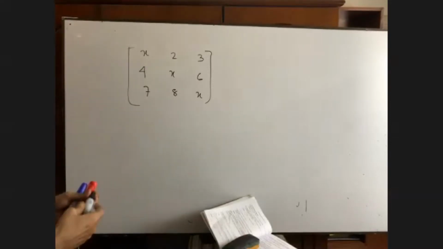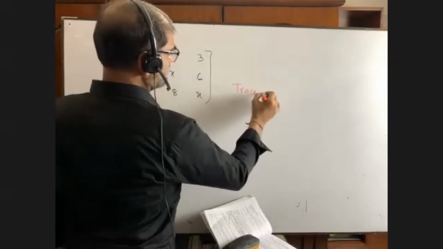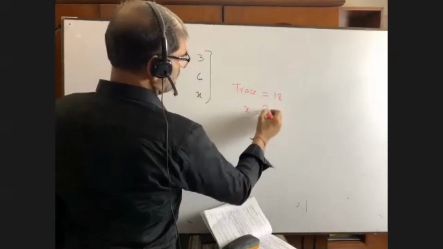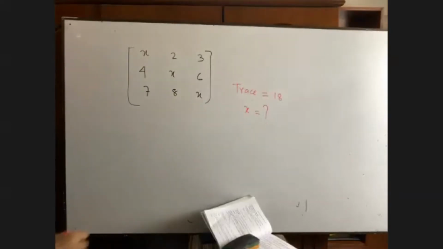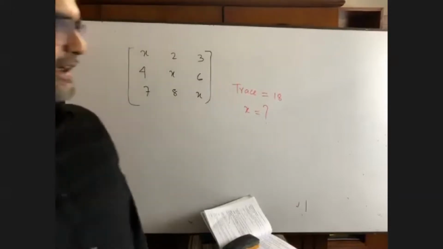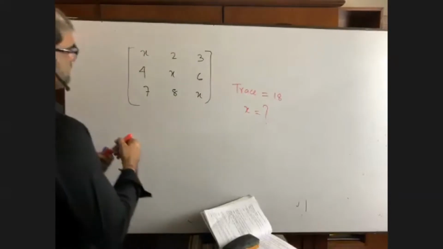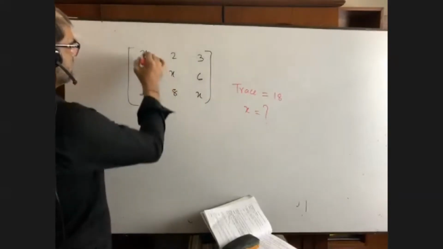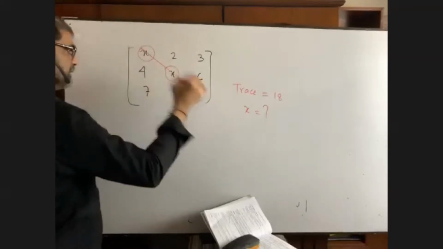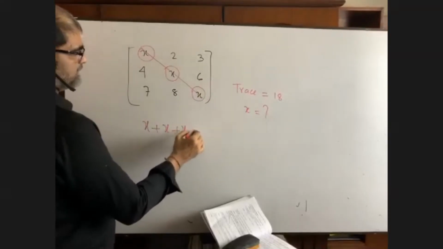Okay. In this question, it is told trace equal to 18. What is the value of X? Who can answer? This was given in the university admission test last year. Trace is equal to 18. What do you know? The meaning of trace is the sum of the entries along the principal diagonal, right? This is the principal diagonal. That means here x plus x plus x equals 18.